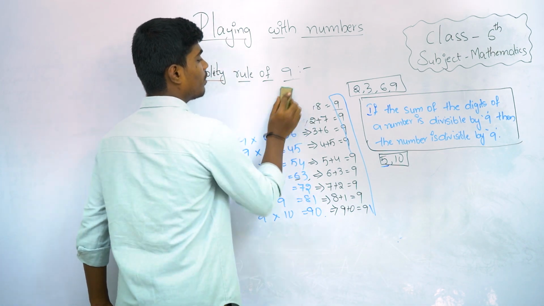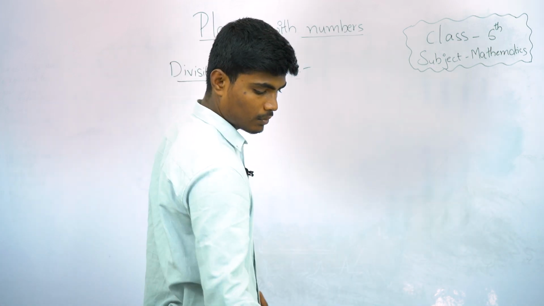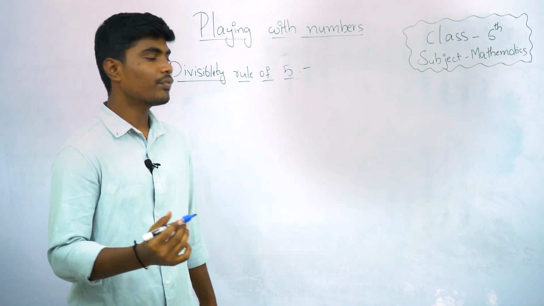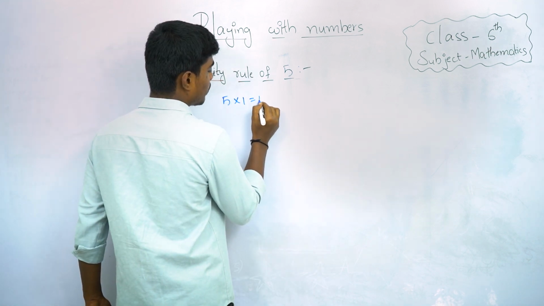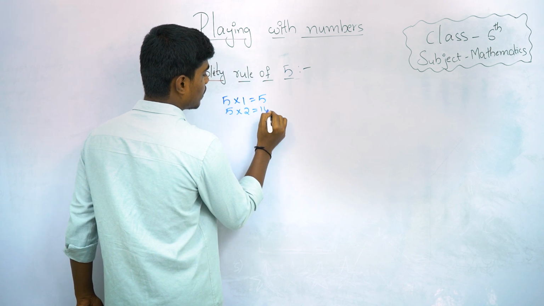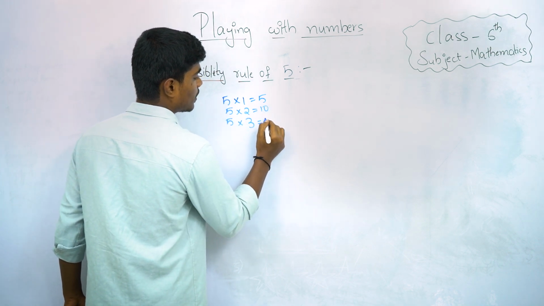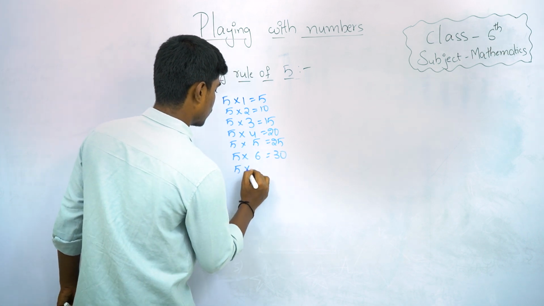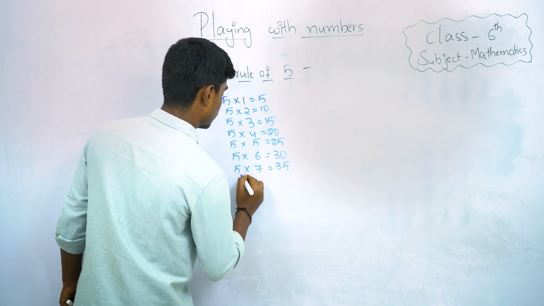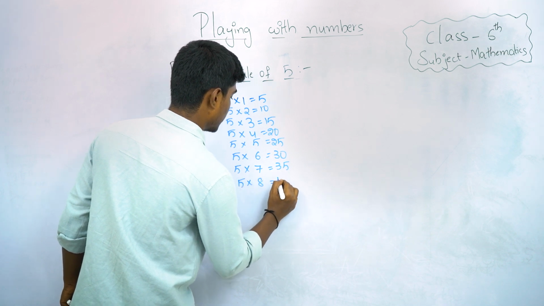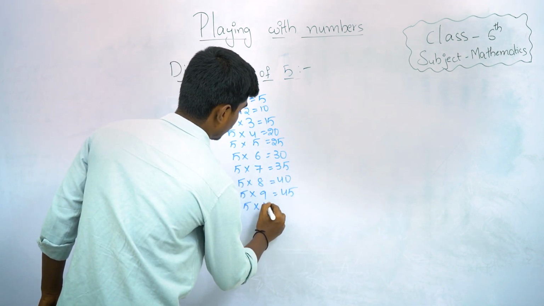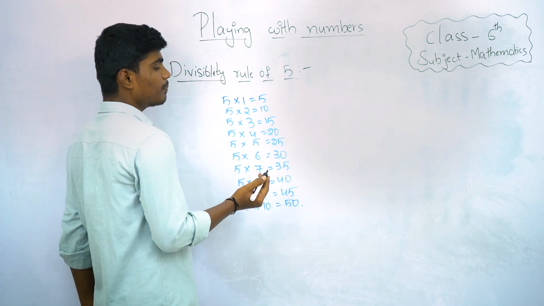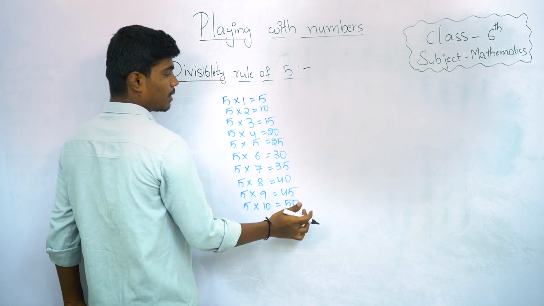First, the divisibility rule of 5. Let's write the 5 table. 5 ones are 5, 5 twos are 10, 5 threes are 15, 5 fives are 25, 5 sixes are 30, 5 sevens are 35, 5 eights are 40, 5 tens are 50.